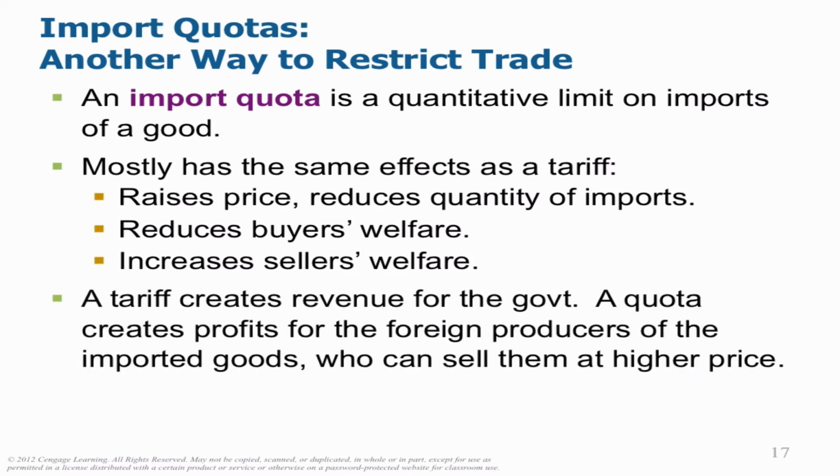A tariff creates revenue for the government. It's an income source. A quota creates profits for the foreign producers because they get to sell it at a higher price and keep the difference. Wow. So guess which one we use more often? Tariffs. Because if the result is the same, why would the government not want the income?